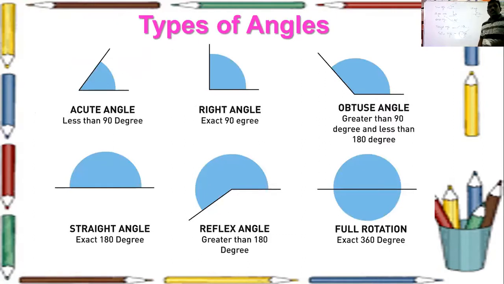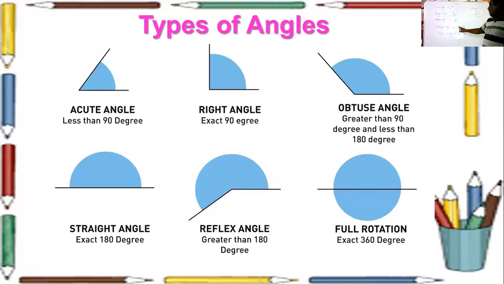Types of angles we discussed. Acute angle means the angle which is less than 90 degrees. It is there on the diagram. Also, I wrote on the board. Acute angle means the angle which is less than 90. Right angle means which is exactly 90 degrees. Obtuse angle means which is more than 90. Up to this is 90. If you go like this, it will be more than 90.